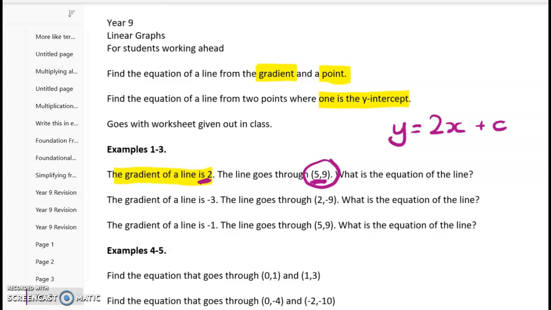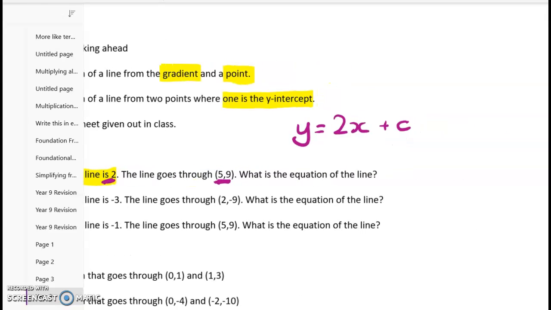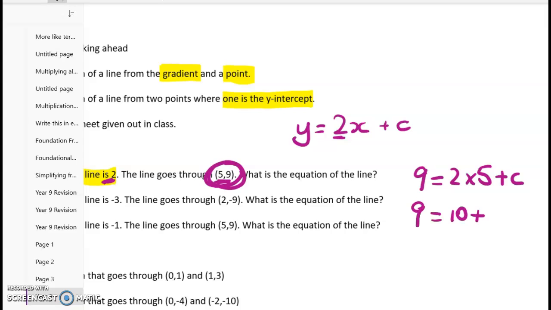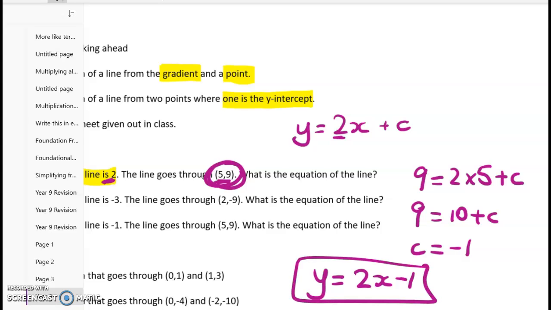Okay, so substituting in this point, we know that point is on the line. So I can say 9 is equal to 2 times 5 plus c, because I know this point is sitting on my line, and I know the gradient's 2. So for 9 to be on it, it must all work out. So 9 is equal to 10 plus c, which tells me that c is equal to -1. That gives me the equation of the line: y equals 2x take away 1, which fits exactly with what we saw.